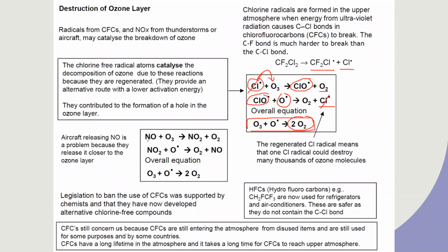And the same thing with oxides of nitrogen, which are released from car exhaust. They also react: NO plus O3 forms NO2 plus O2, and NO2 plus an oxygen radical forms O2 plus NO. When we write the overall equation, these two cancel out, so again it is the same overall equation. So actually these oxides of nitrogen or chlorofluorocarbons are depleting the ozone by converting ozone molecules into oxygen gas.